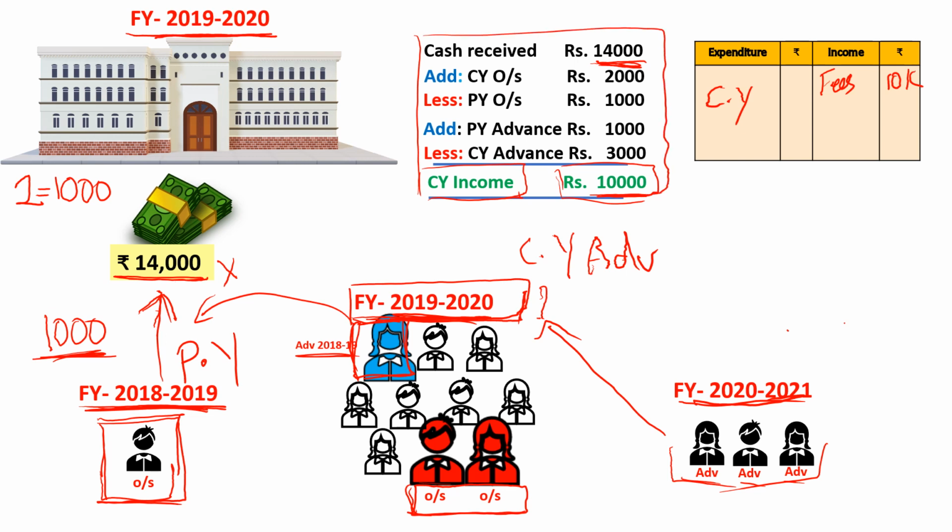That is, to the cash received, we need to add the current year outstanding. We need to deduct the previous year outstanding. We need to add the previous year advance. Then we need to deduct the current year advance.